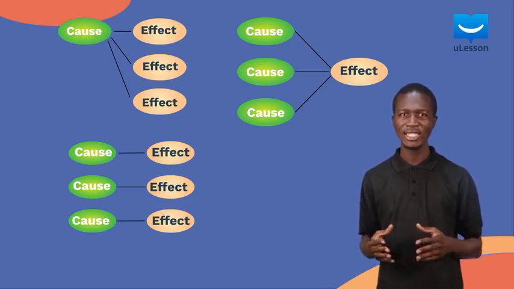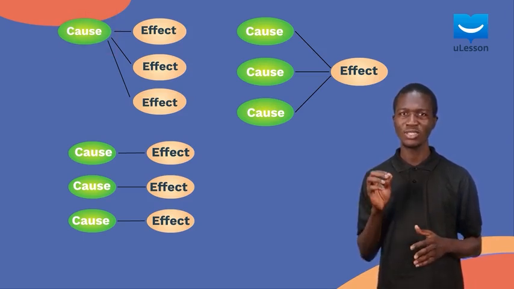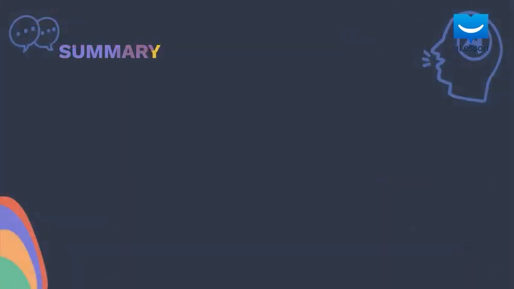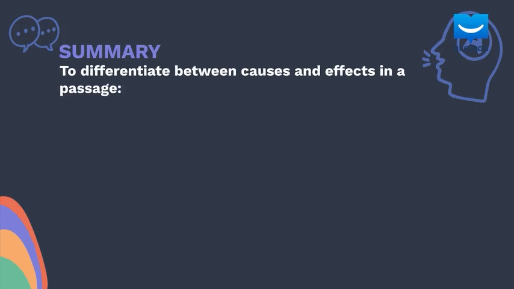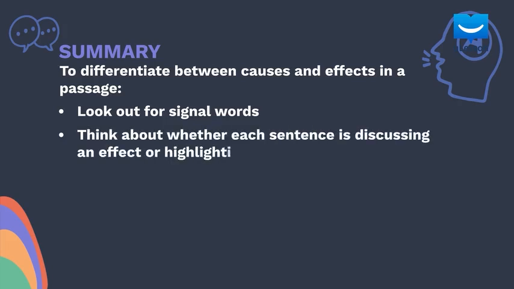Also, some writers may choose to focus more on effects than causes or to discuss multiple causes and just one overarching effect. Therefore, you should practice identifying the structure of a text before or as soon as you start to read. And if it turns out to be a cause and effect passage, try to carefully differentiate between them. Look out for signal words and think about whether each sentence is discussing an effect or highlighting a cause.